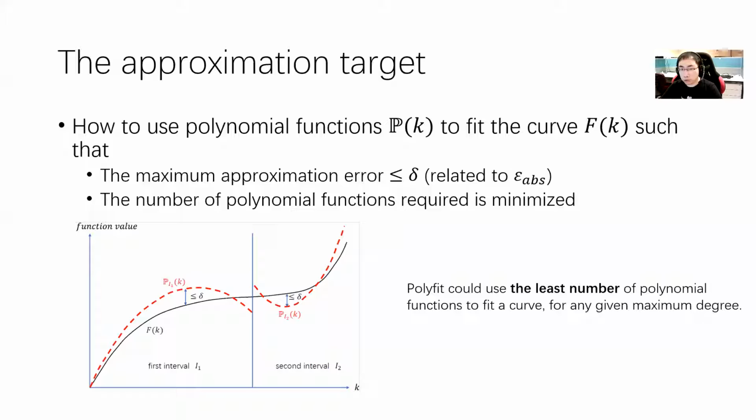So how do we use a polynomial function to approximate the curve? Traditional approximation techniques such as polynomial regression may fail to fully utilize the error budget, and previous segmentation techniques may also not be applicable in our scenario. We hence propose our own methods to solve these challenges. The result is that Polyfit can use the least number of polynomial functions to fit a curve for a given maximum degree. Please check our paper if you are interested in the details.